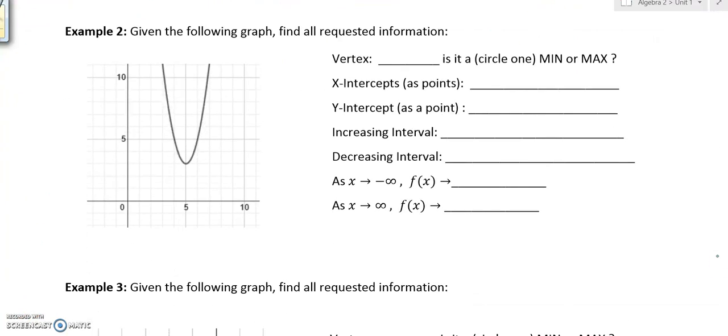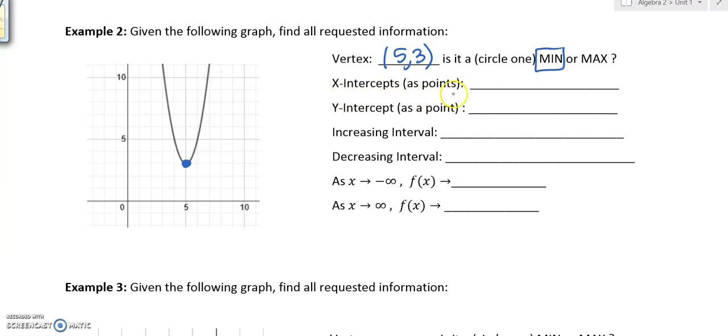All we're going to do is run through 3 examples. Go ahead and pause or kind of stop the video if I'm moving too fast. The vertex is the lowest or highest point. That's my blue dot. Write it as a coordinate. That would be (5, 3), a normal xy coordinate. We have to pick if it's a minimum or maximum. In this case, it's our lowest value, so I'm going to go ahead and circle min.